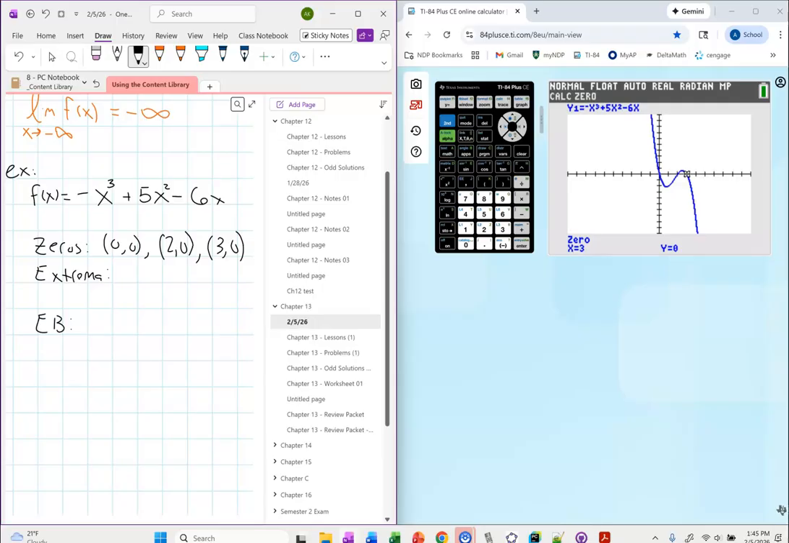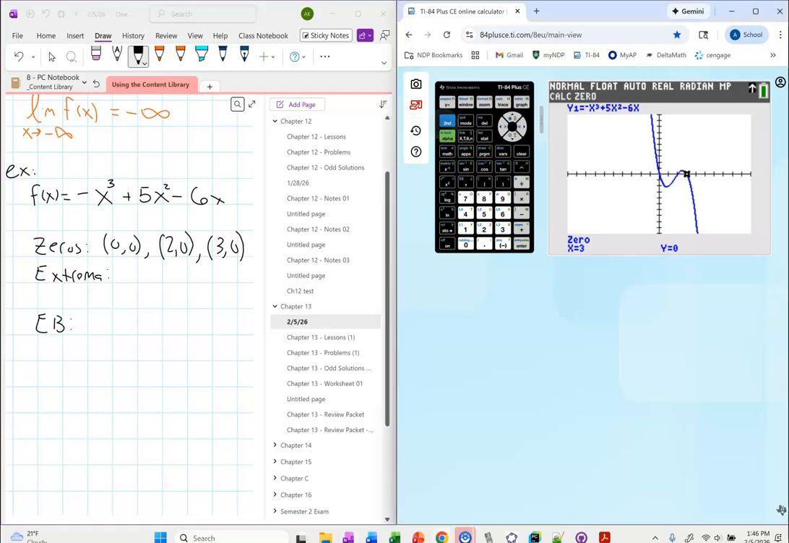Next thing we're going to do is hunt for extrema. If I look at my graph, what kind of extrema do I see? I see 1 local minimum and 1 local maximum. Everybody agree? Okay. Let's find the coordinates now of those points.